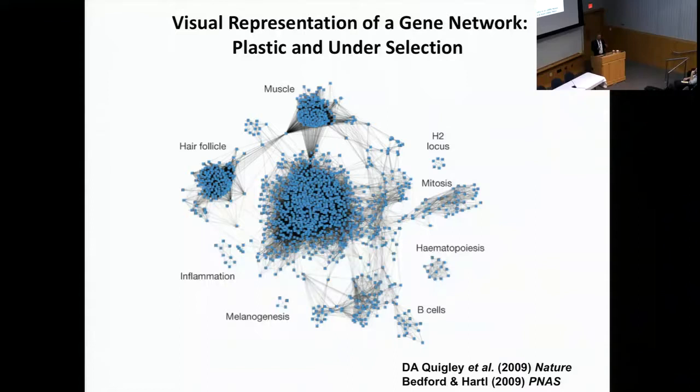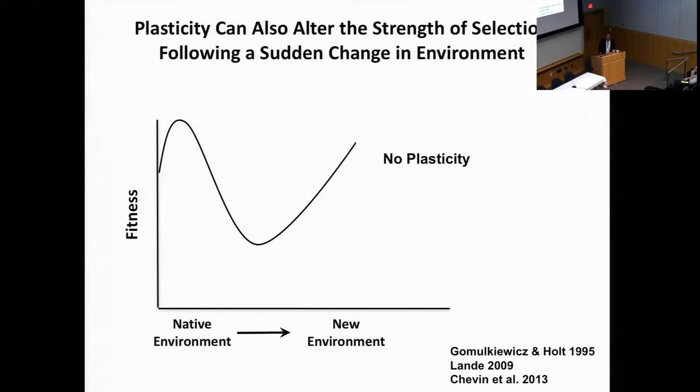What about selection? So Anya talked about evolutionary rescue. I think that's a good framework for thinking about selection. So you can imagine a situation where you have a population at a local optimum in its native environment, and then it has to evolve and become adapted to a new environment, some new environmental change. And in order to do that, we often think about populations having to go through this fitness valley of death to get from one peak to another.